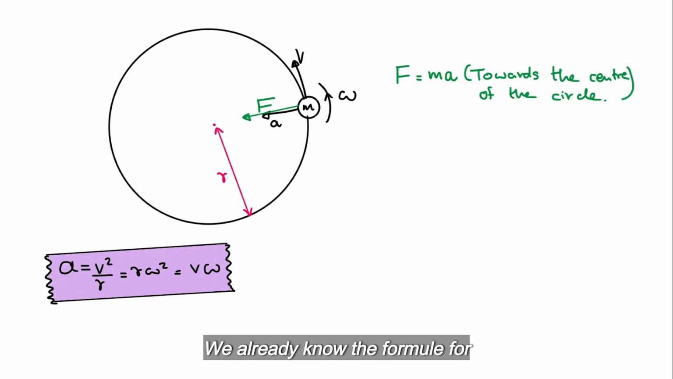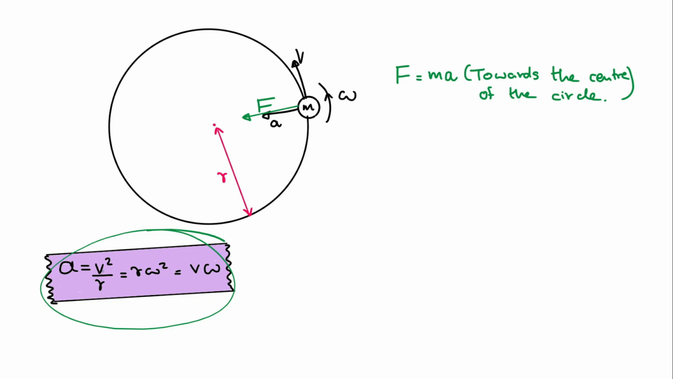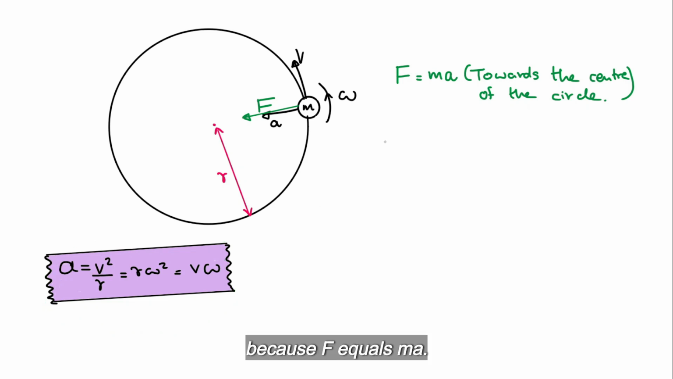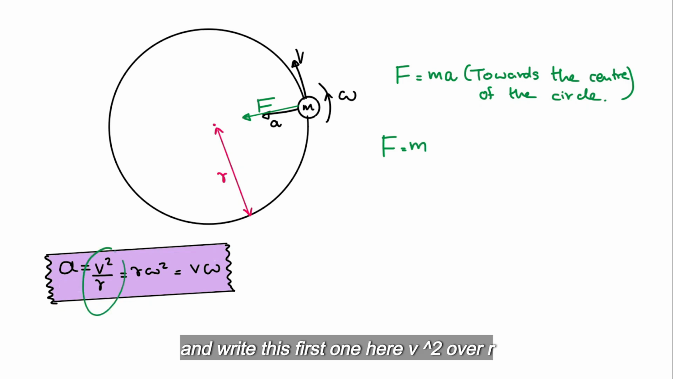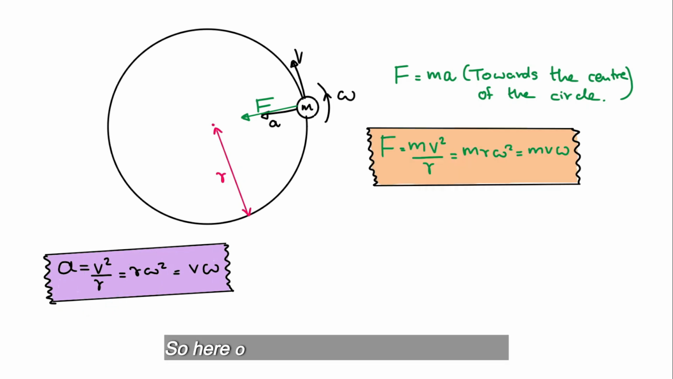We already know the formulae for acceleration. They're all here. So all we need to do is each expression should be multiplied by mass, because F equals ma. So we get F is equal to m v squared over r, also it's equal to m r omega squared, similarly m v omega. So here on this screen you can see all the formulae you need for this part of the specification, for acceleration and for force.